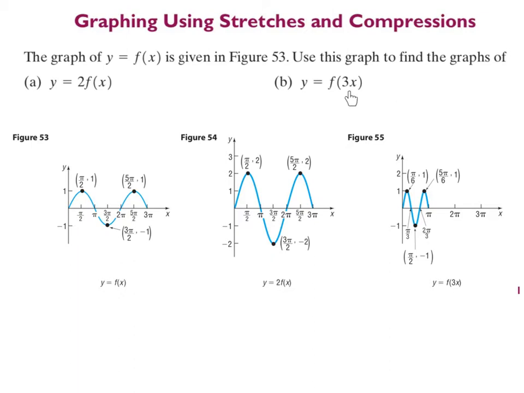So if I'm just manipulating the x, 3 times x, that means that I'm going to cut each of these x values into thirds, essentially. So pi over 2 times 1 over 3 is pi over 6. 5 halves, 5 6. 3 halves, 1/2. But all the y values, 1, 1, -1, stay the same. Isn't it fun? So fun.